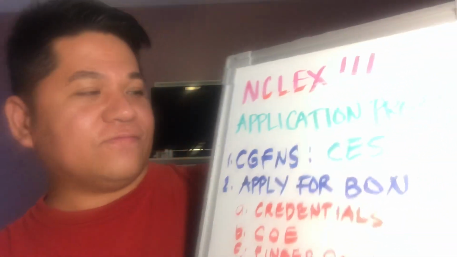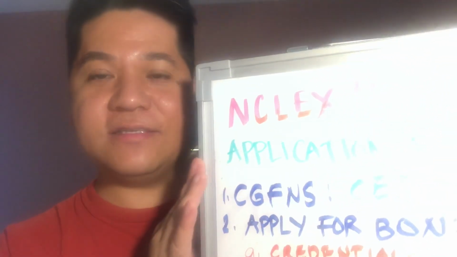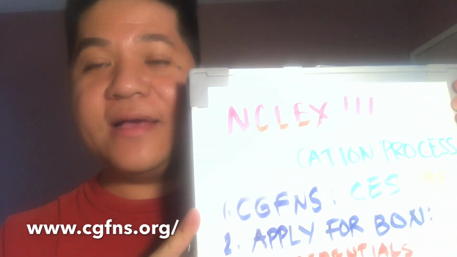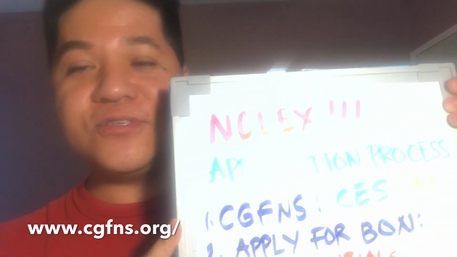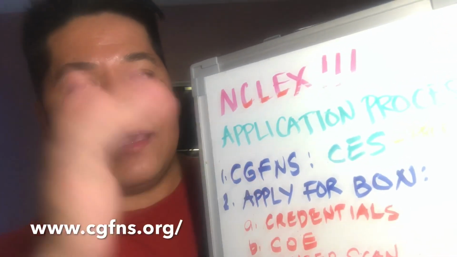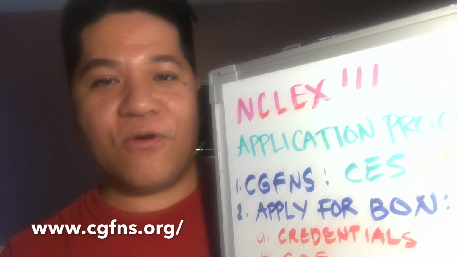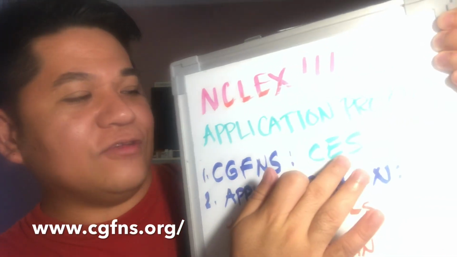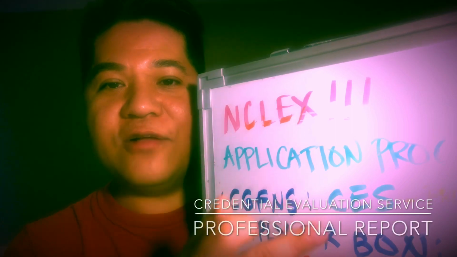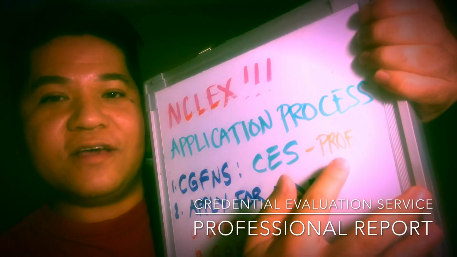Now if you go on the website, www.cgfns.org, create a username, register for your account, username and password, and don't forget about that. If you navigate through that and fill up the form, don't forget that you need to choose the CES, Credential Evaluation Service, specifically the professional CES report.